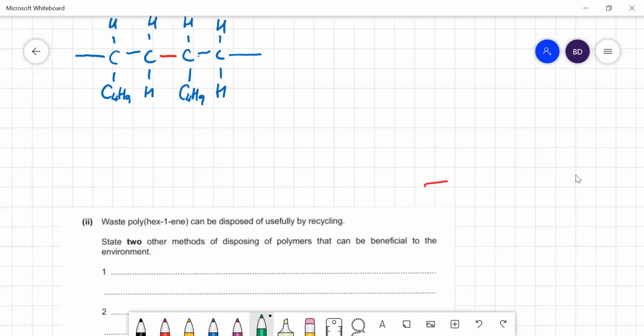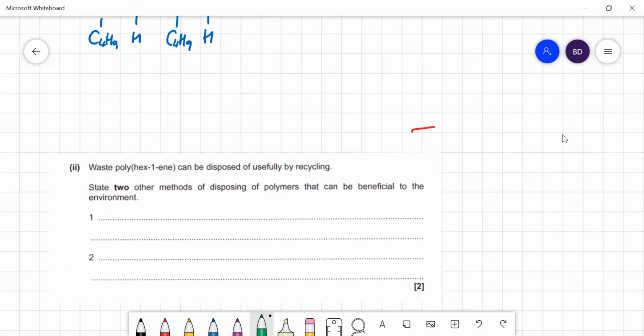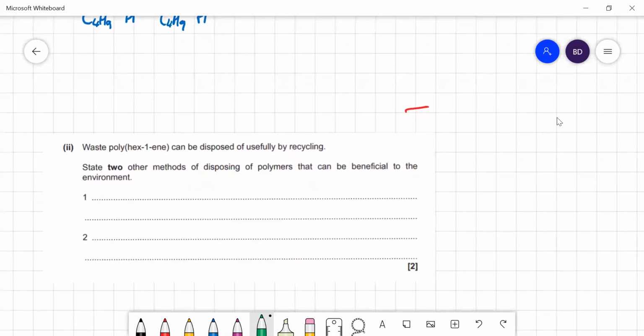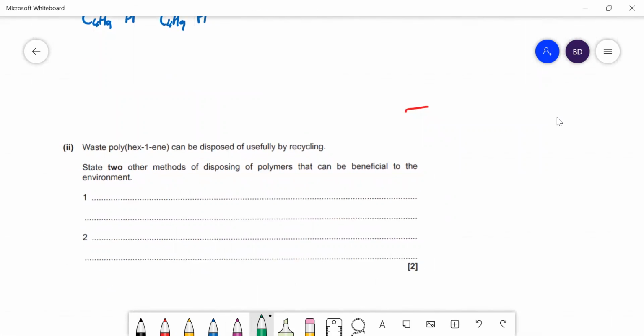Right, waste polyhex-1-ene can be disposed of usefully by recycling. State 2 other methods of disposing of polymers that can be beneficial to the environment. Well, you can burn them to use them essentially as a fuel, to heat things up or to generate electricity or whatever. So you're using it as a fuel. That's one way. That's good because it saves you using other fuels.